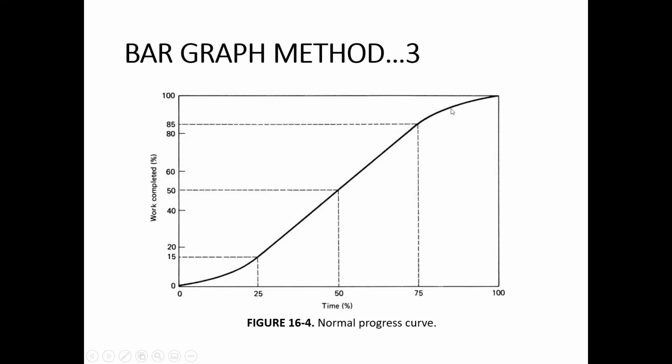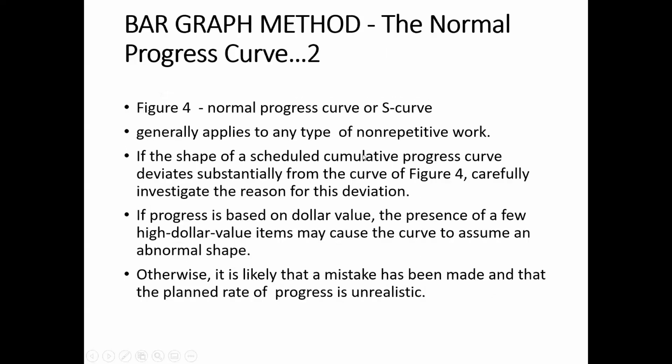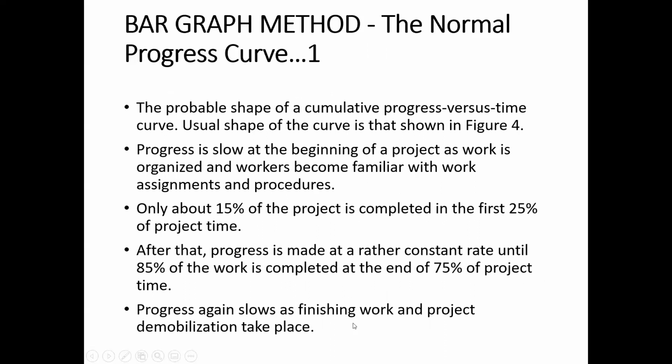And in the last 25% of the time, the progress again goes down because as the work is finished, some of the demobilization activities take place. That means we are moving out of the project. Some of the finishing works are relatively slower than the original main structural works. So the progress again becomes slow at the end of the project.